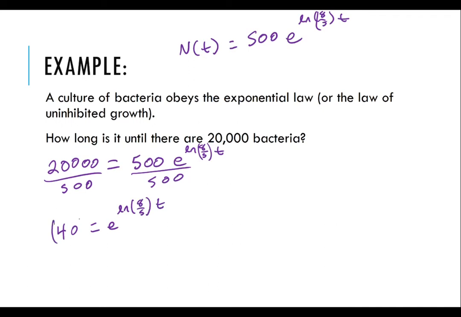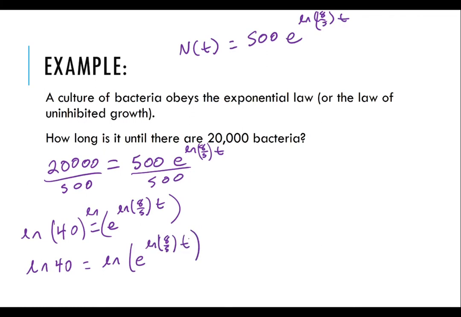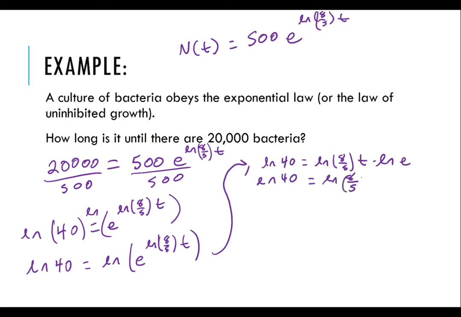We need to solve for t, so I'm going to take the natural log of both sides. This is going to look a little strange for a moment, but bear with me. This is then the natural log of 40 is equal to the natural log of e raised to the power of the natural log of 8/5 times t. The natural log of 8/5 times t is a power on e, so it'll come out front. The natural log of 40 is equal to the natural log of 8/5 times t times the natural log of e. But of course the natural log of e is 1, and so then we're left with the natural log of 40 is equal to the natural log of 8/5 times t.